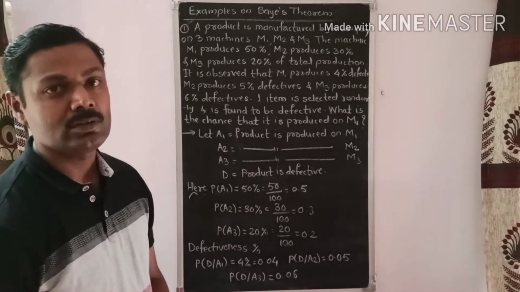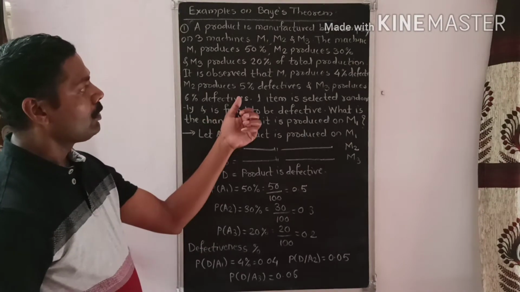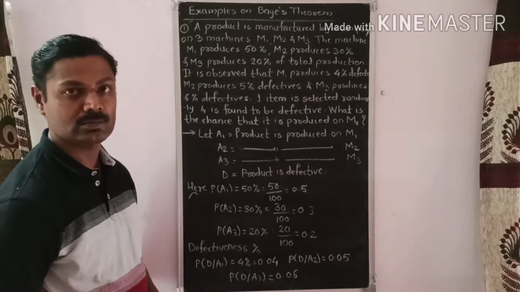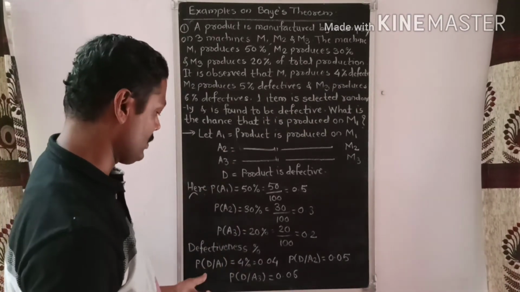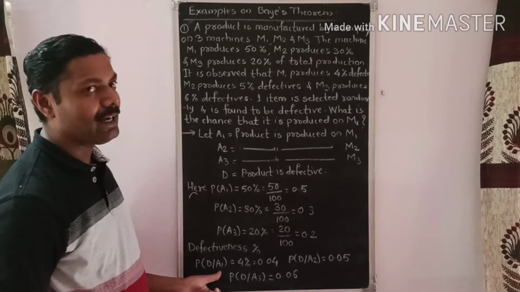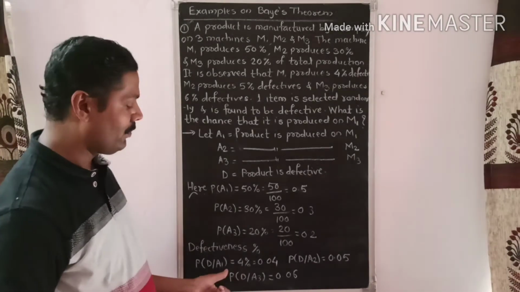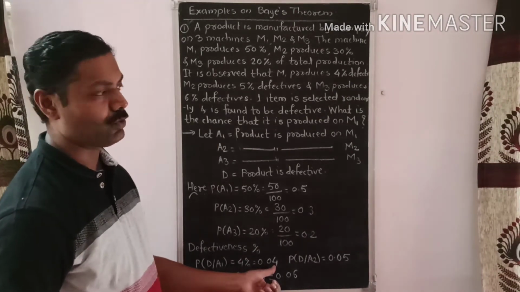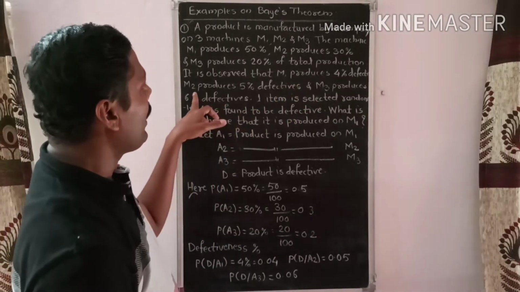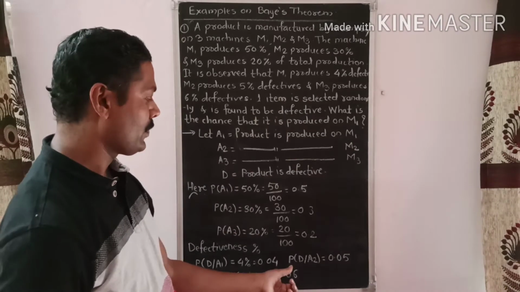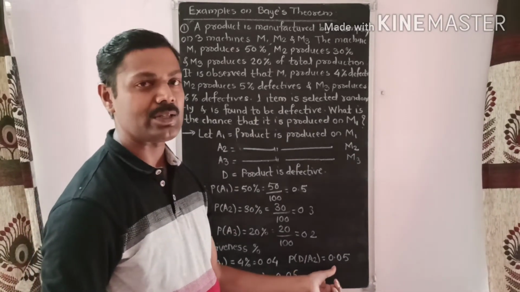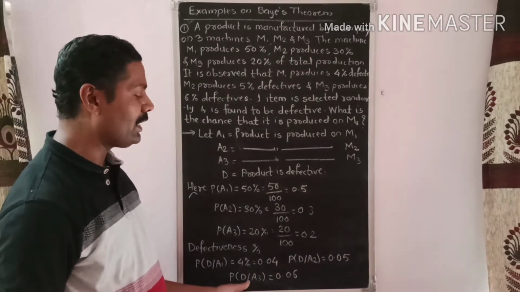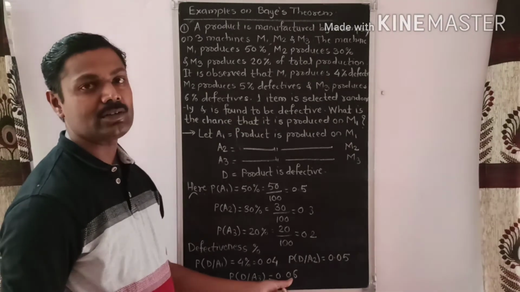One more piece of information is given. It is about defectiveness. It is observed that M1 produces 4% defectives. So P of D upon A1, the defectiveness on machine M1, is 4%, so it is 0.04. M2 produces 5% defectives, so P of D upon A2 is 5%, meaning 0.05. And M3 produces 6% defectives, so P of D upon A3 is 0.06.